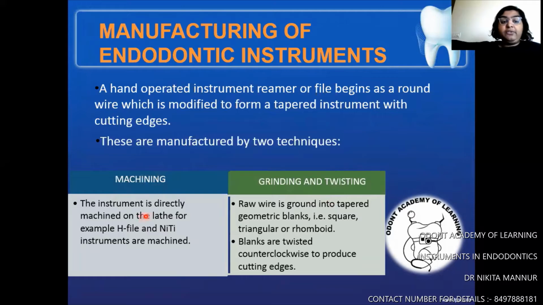So in machining, the instrument is directly machined on the lathe, for example, an H file and NiTi instruments. But grinding and twisting is done when raw wire is ground into tapered geometric blanks, for example, when we have a square, triangular, or rhomboid shape, and this is done with a K file or a K reamer. And blanks are twisted counterclockwise to produce cutting edges. So this grinding and twisting is mostly for K files and reamers.